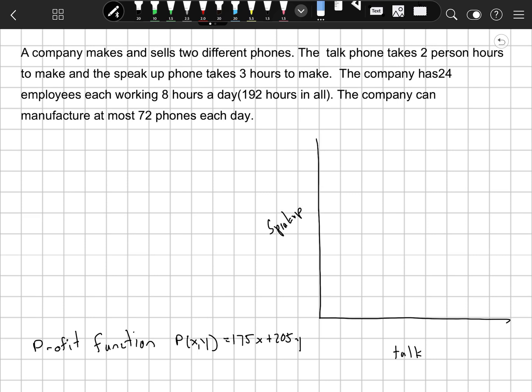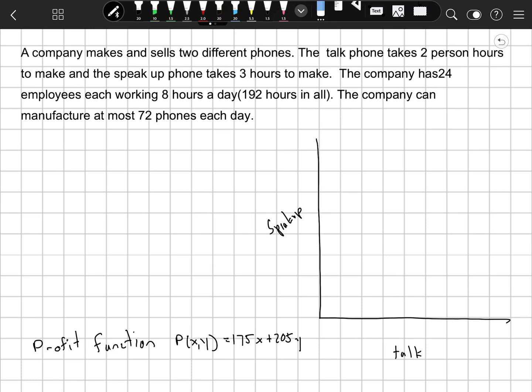So let's get started. A company makes and sells two different phones. The talk phone takes 2 person-hours to make, and the speak-up phone takes 3 hours to make. The company has 24 employees, each working 8 hours a day. So there's 192 hours in all that the employees work. The company can manufacture at most 72 phones each day.